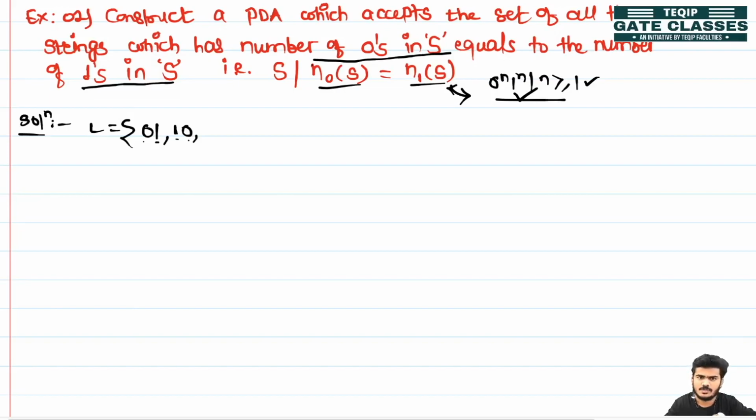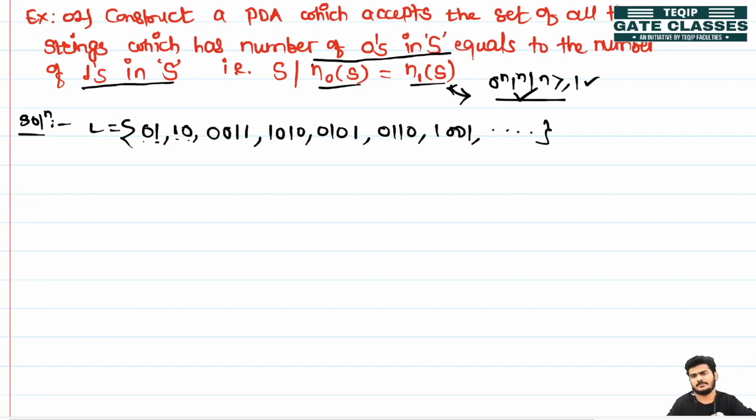So what will be the possible strings? 0 0 1 1, then 1 0 1 0, or 0 1 0 1, and we can say 0 1 1 0 or 1 0 0 1. So the strings will be infinite. The language contains an infinite number of strings, so we have to build the logic for this. So how should we build the logic?